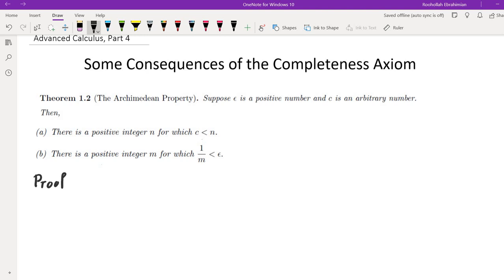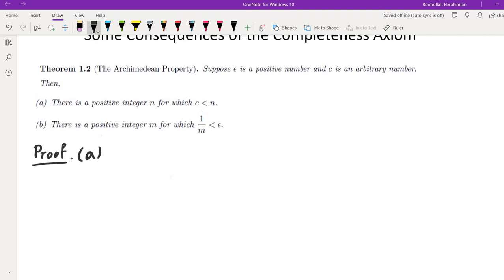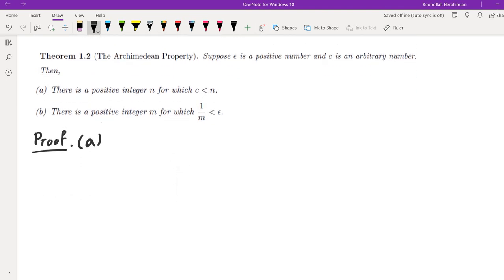So we will go ahead and prove the first part, and then we'll talk about how the first part implies the second part. The way we're going to prove this one is by contradiction. We're going to assume that there is an upper bound for this set of positive integers, and then we're going to get a contradiction. So let me talk about the proof on the side, and then we're going to write down the proof rigorously.